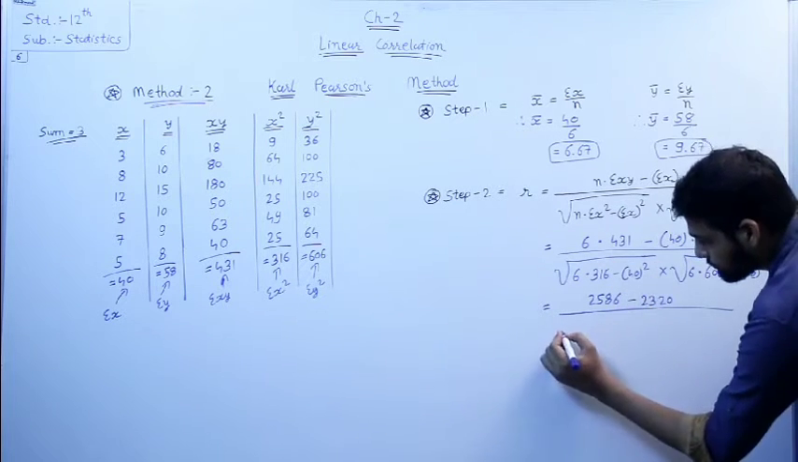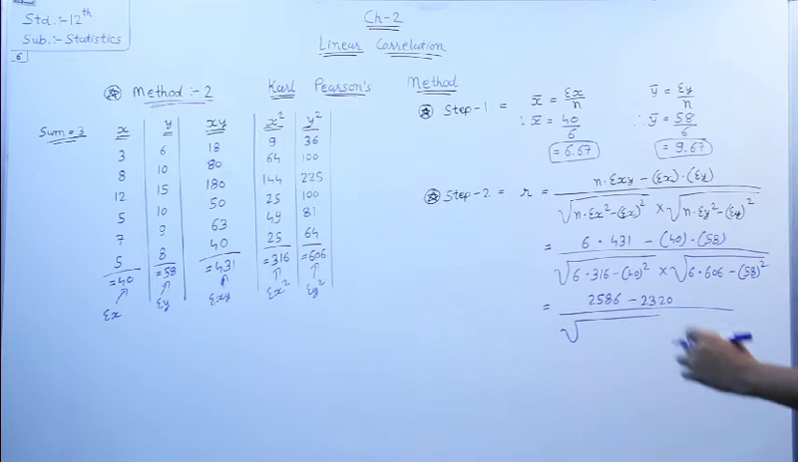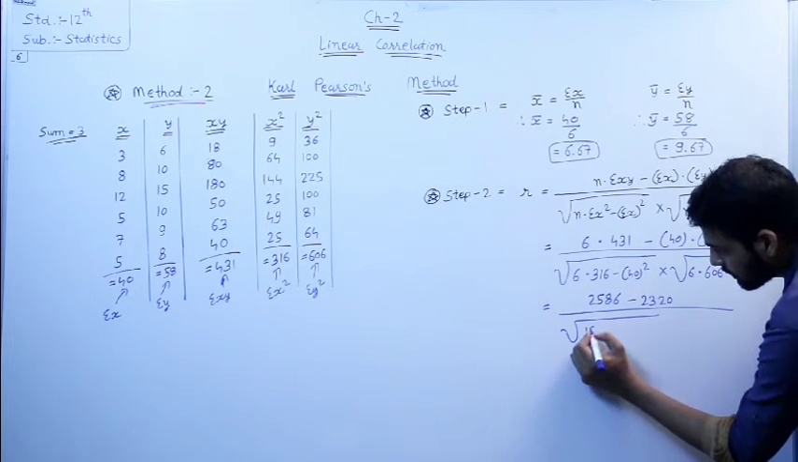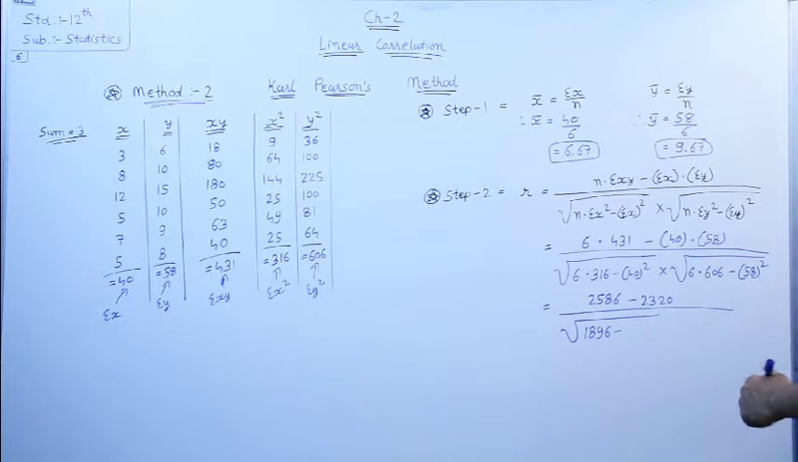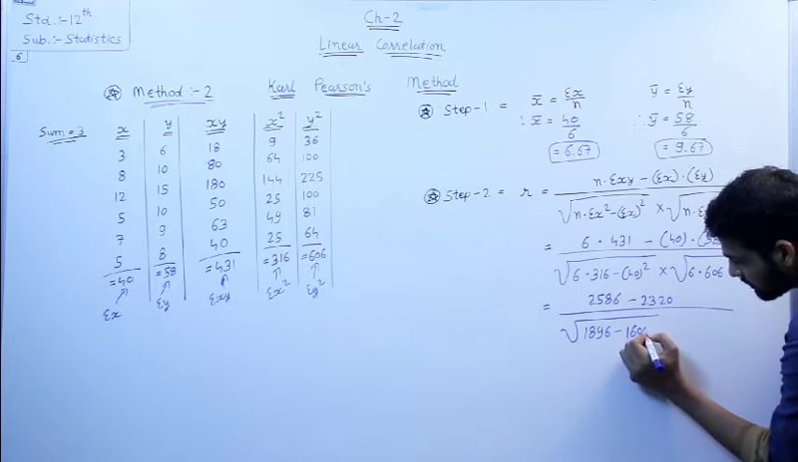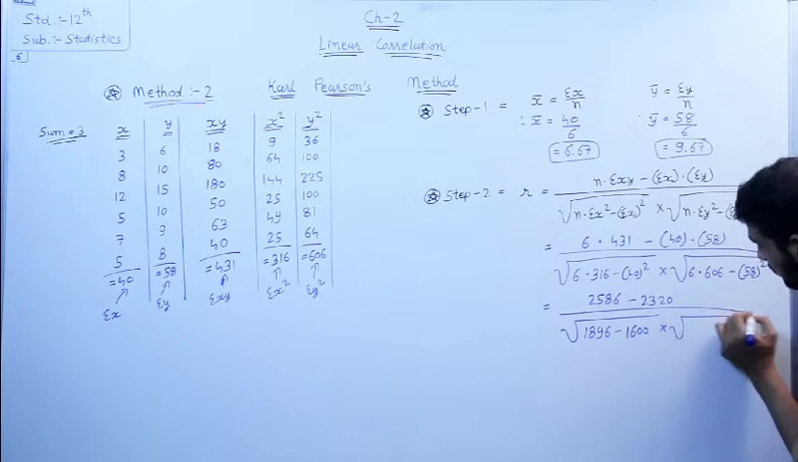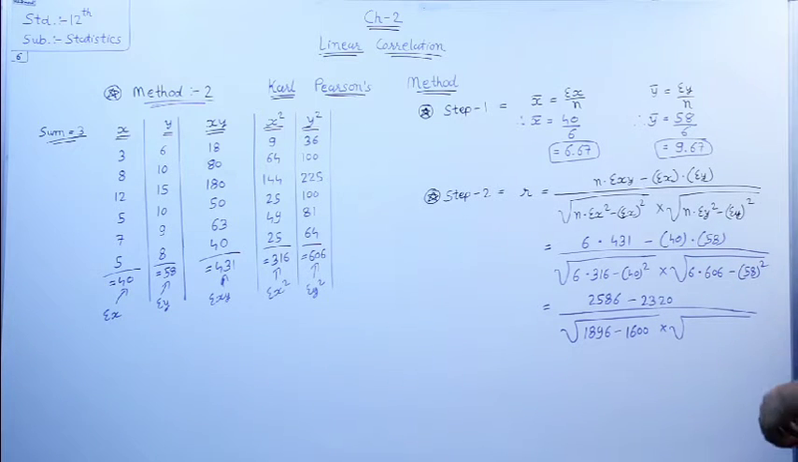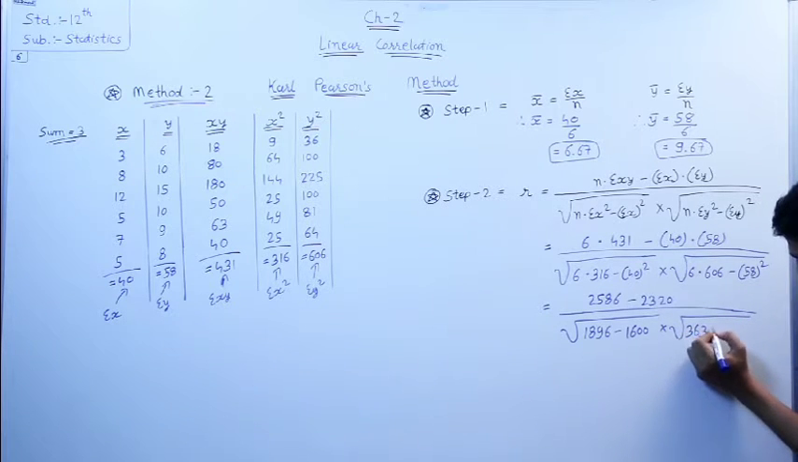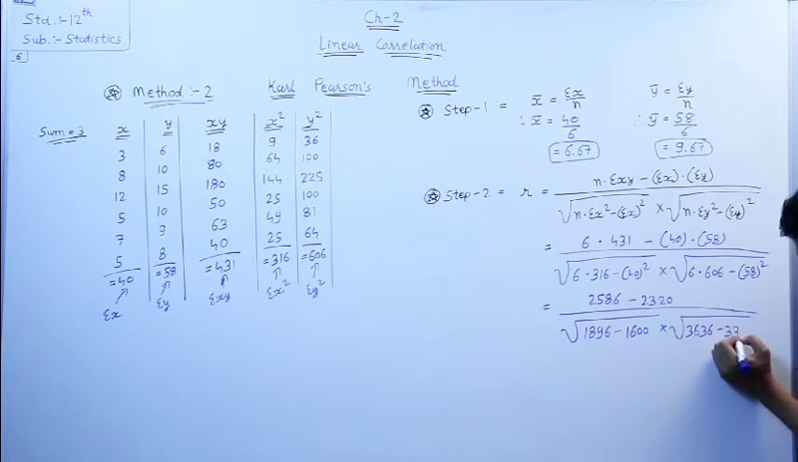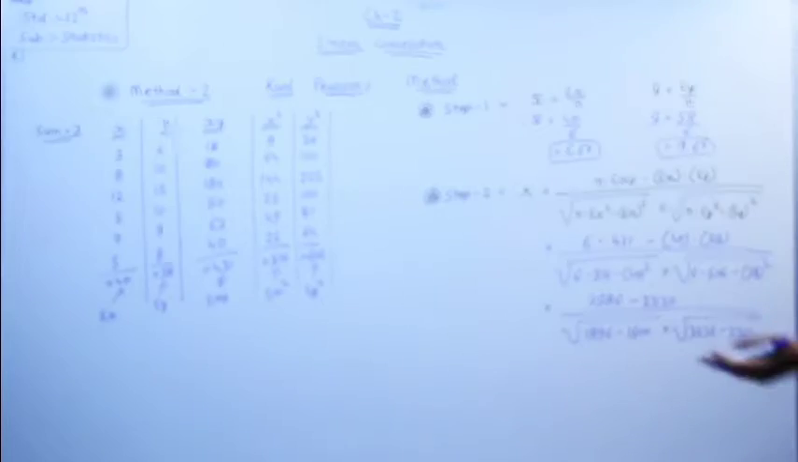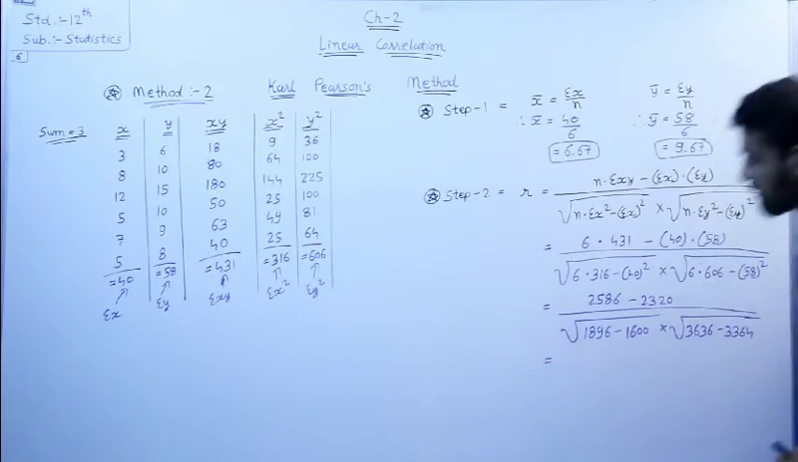So under root 6 multiplied by 316, so our answer is 1896 minus the whole square of 40, so 1600, multiplied by under root again 6 multiplied by 606, so our answer is 36 minus the square of 58, so 3364. Okay, so again we do the simplified form for this step.